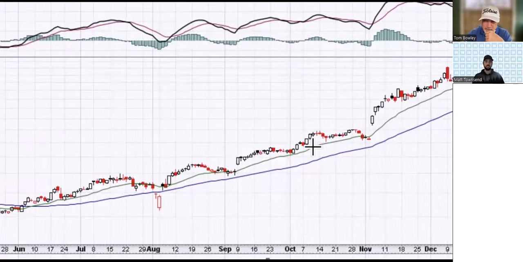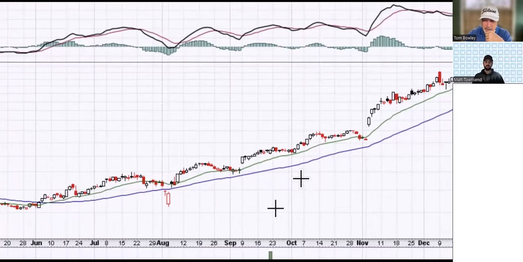I mean, this isn't really a bottom, but if we looked at the end of September, early October, see how we went sideways to down here for a little while, and then right on the 20-day moving average, we get that bullish engulfing candle, and that starts that reversal back to the upside.